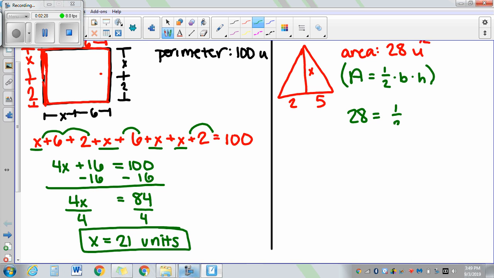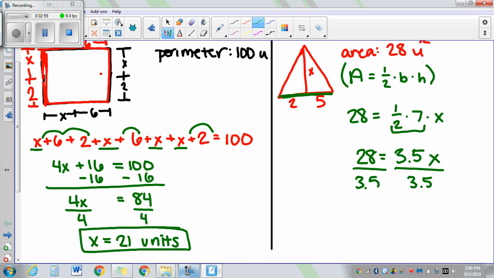I know that that is 1/2 times the base is 7 because it's 5 and 2. So 1/2 times 7 times the height is x. I don't know what the height is yet. So I can combine some like terms, or in this case, I can do this multiplication right here. So this is 28 equals 3.5x, because 1/2 times 7 is 3.5. From here, I can divide both sides by 3.5, and I get that x is 8, and 8 units, because they haven't given us a measurement.